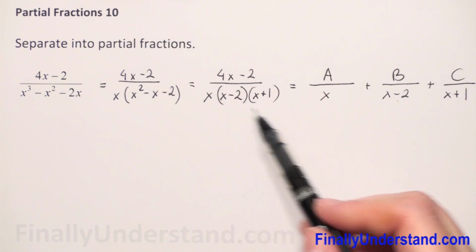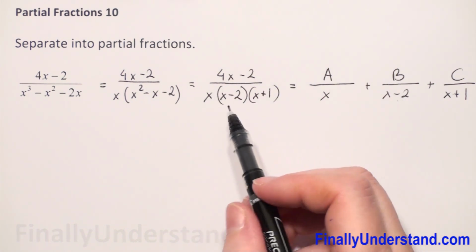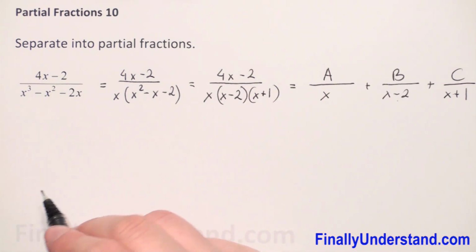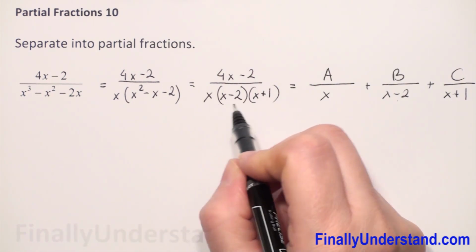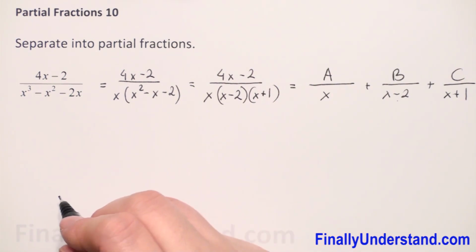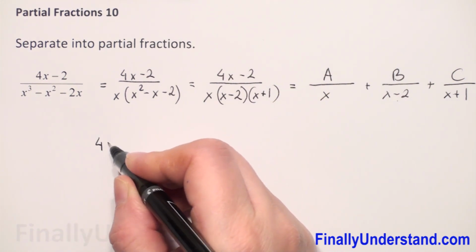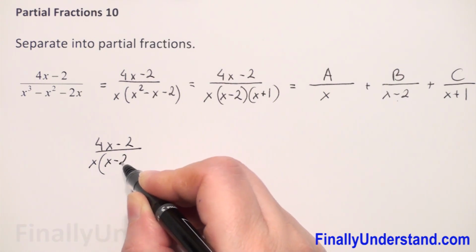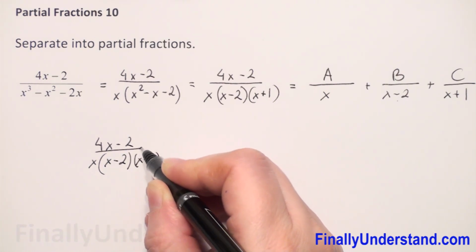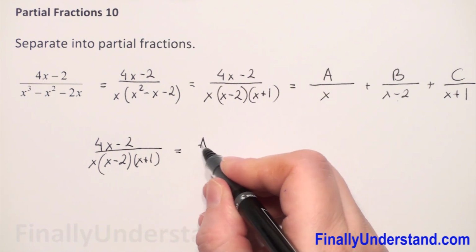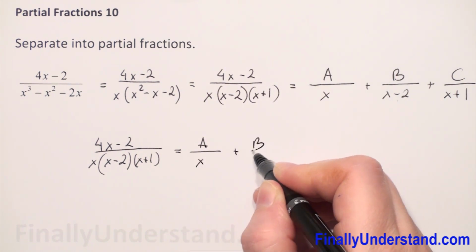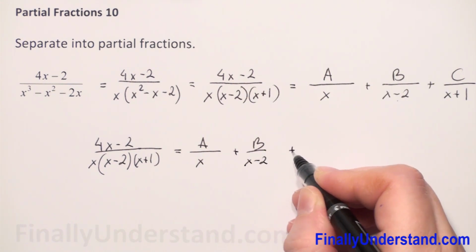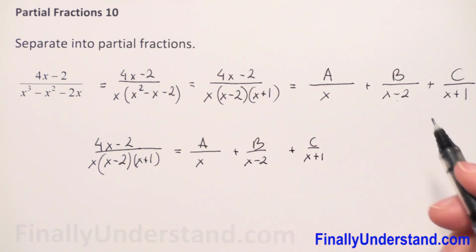So let me copy one more time our original equation, with the factorized denominator. So we have (4x minus 2) over x times (x minus 2) times (x plus 1), equals A over x plus B over x minus 2 plus C over x plus 1. To find A, B and C, the first step is to get rid of our denominators.